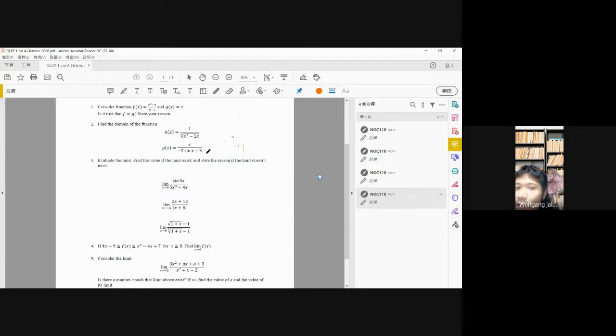So it never touches 0. So gx is safe. I mean, it cannot touch infinity. So the domain of the gx is all real number. So the answer will be all real number. Okay, I think 2g is quite easy.